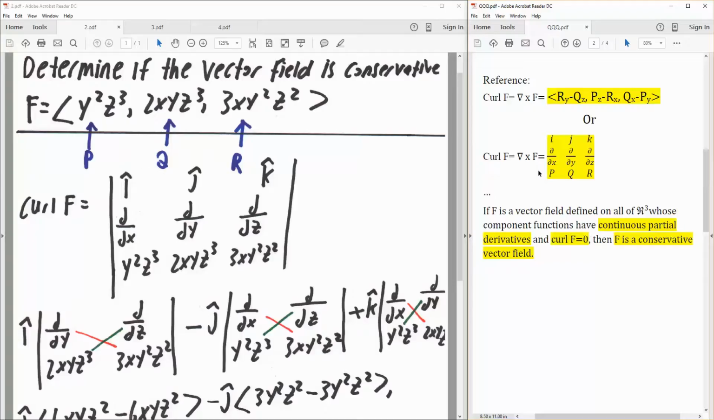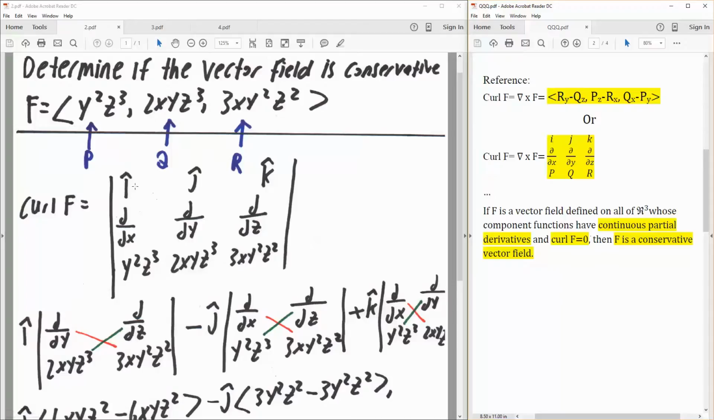Like we did in the last video, the first line is i, j, k, then partial derivative in terms of x, partial derivative in terms of y, and partial derivative in terms of z. And then we write P, Q, R: y squared z cubed, 2xy z cubed, 3xy squared z squared. And we simply do it like a 3x3 determinant. So i is going to be positive, negative j, positive k. It alternates: positive i, negative j, positive k.